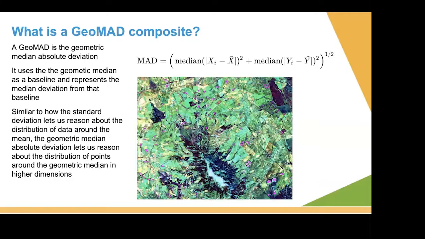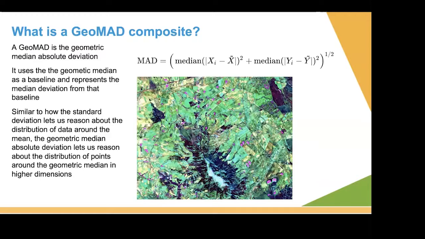But the idea is, let's break this down. The geometric median is basically doing a similar thing. It's using a geometric median instead of an actual median because we are still in these higher dimensions. But when we're talking about the median absolute deviation, we pick some baseline and then we look at the deviation from these baselines, and we take the median of them to get a representative deviation.